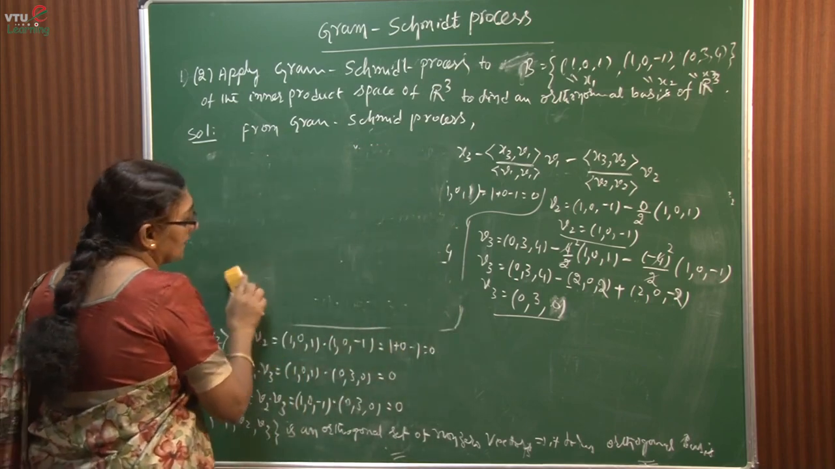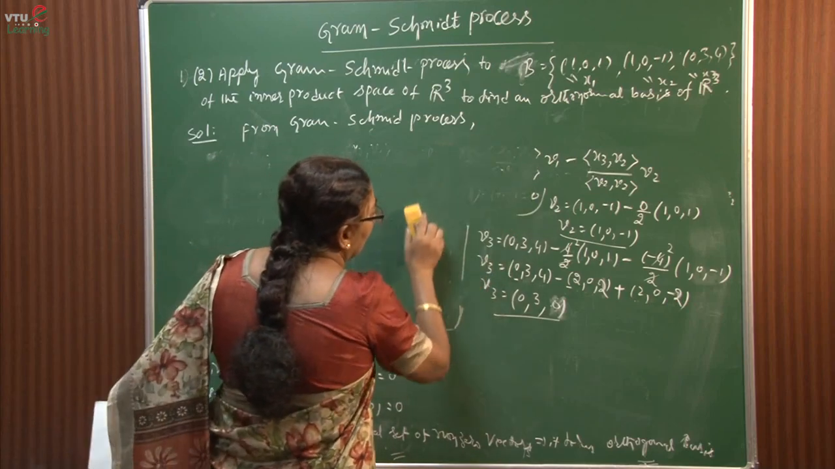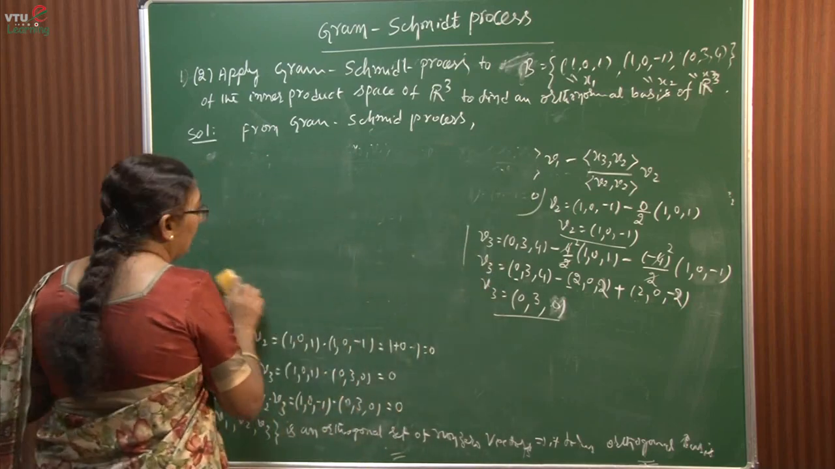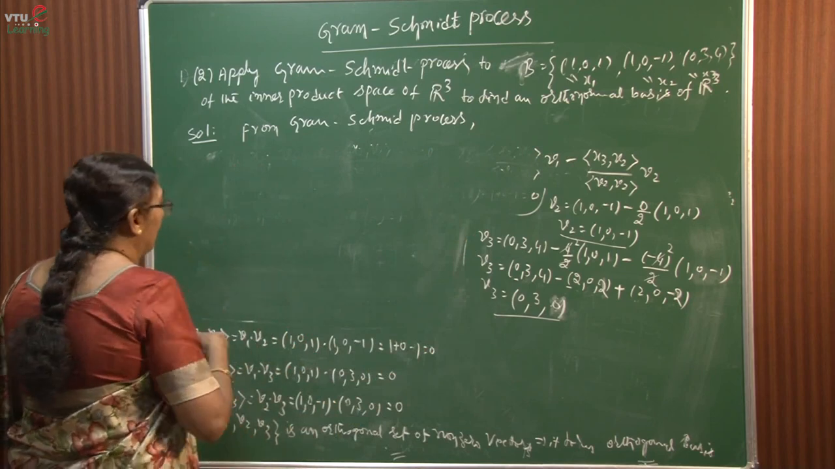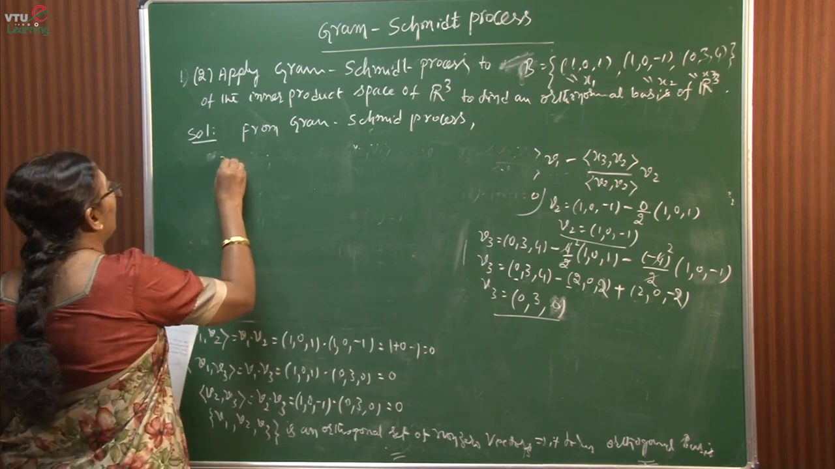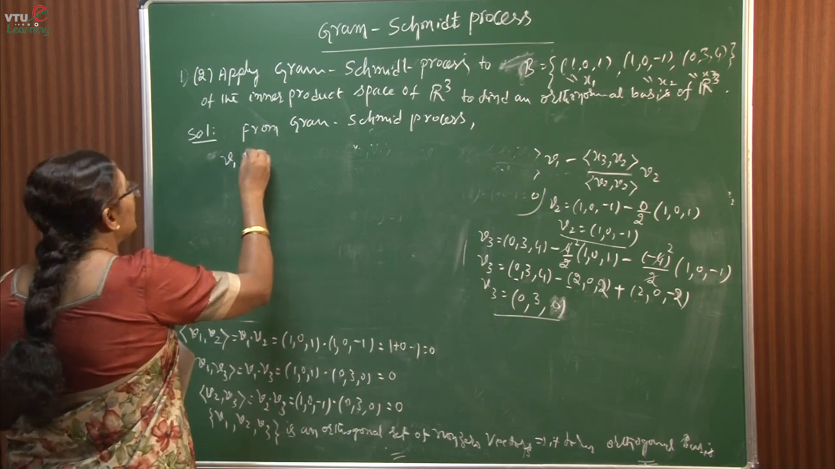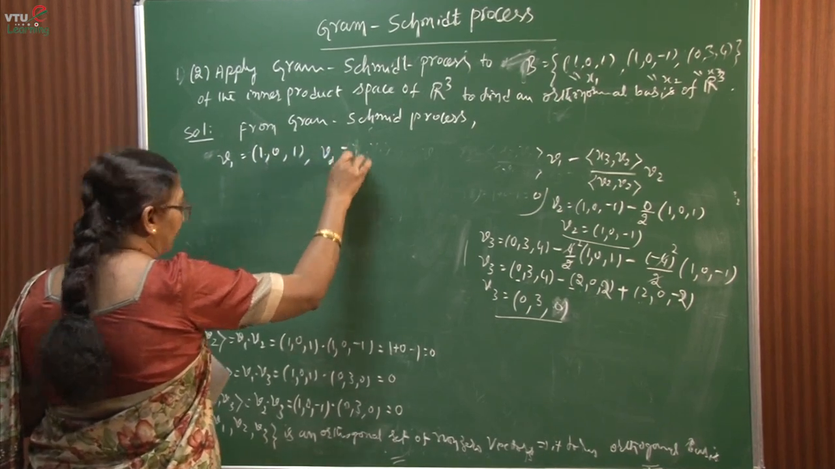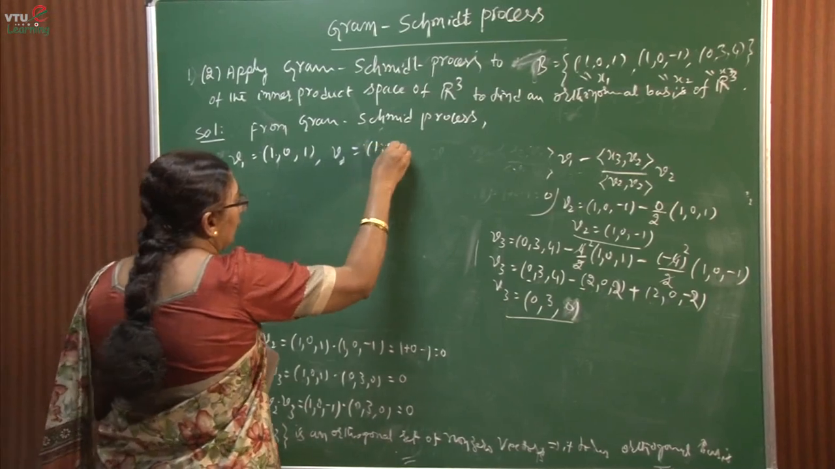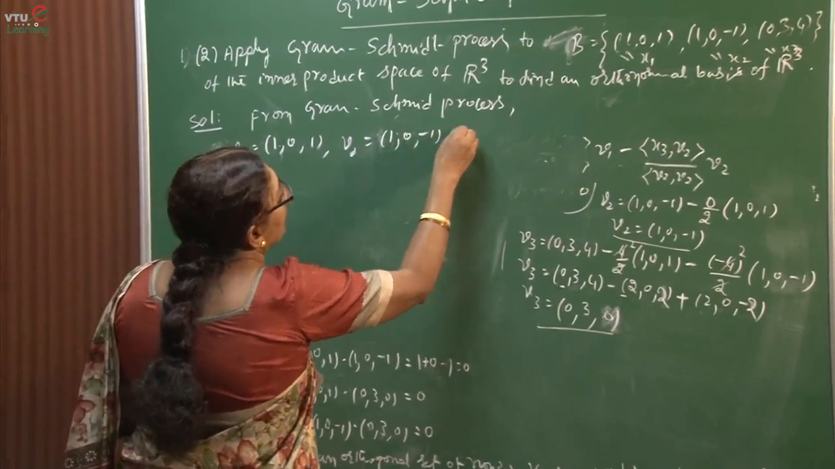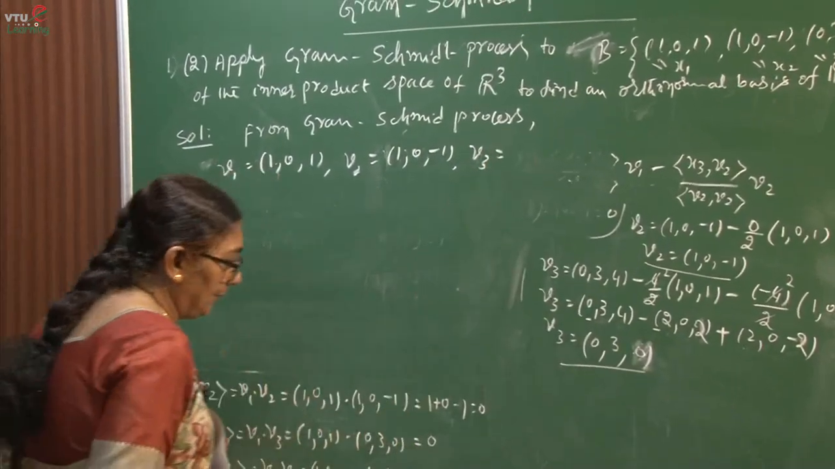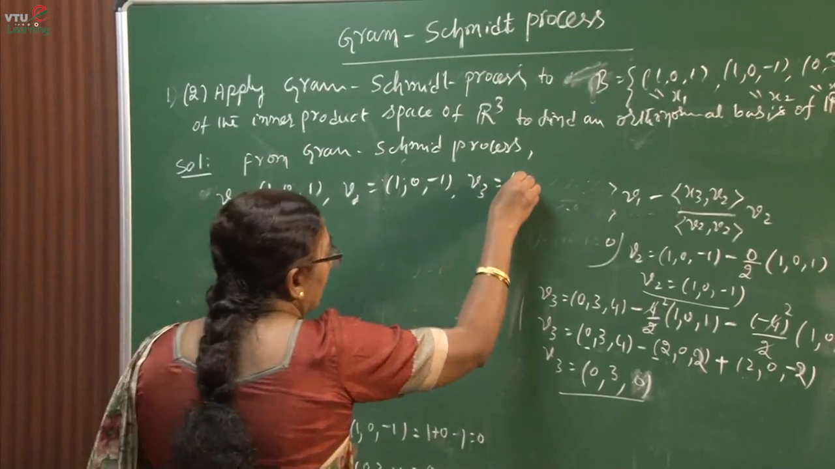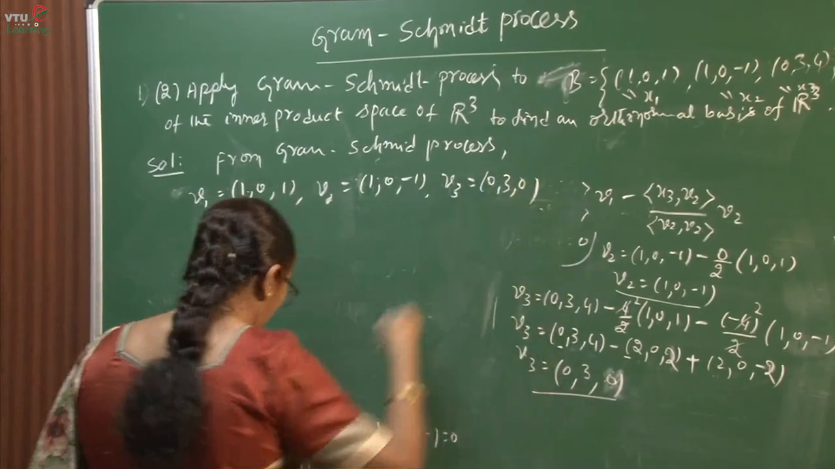I am going to write what are my v1, v2, v3 first. After that, I will continue. What is my v1? (1, 0, 1). What is my v2? (1, 0, -1). What is v3? v3 is nothing but (0, 3, 0), okay.